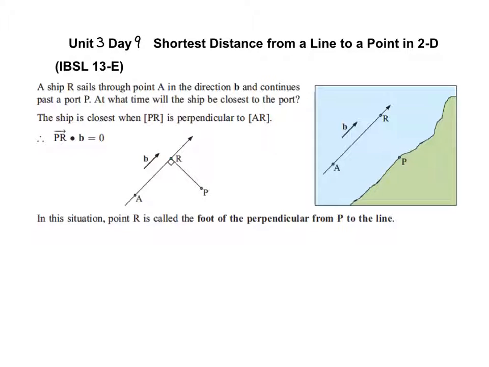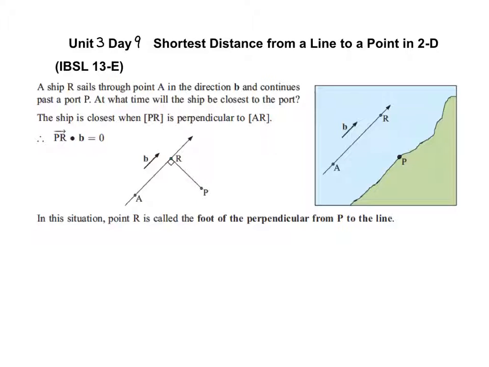So it says a ship R sails through a point A in the direction B, and that's a direction vector, and continues past the port P. All right, the port's where the ship might land. So that's down here on the shore. And it says, at what time will the ship be closest to the port?